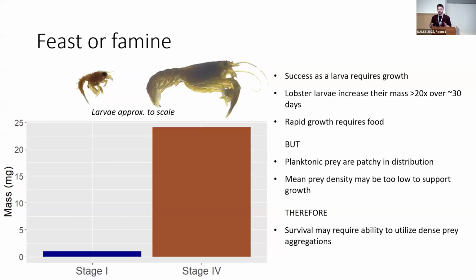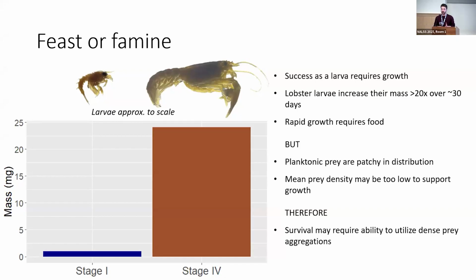So the larval period is punctuated by a need for growth, and growth requires food. A lobster larva from stage 1 to stage 4, over their roughly 30 days of development, increases its mass by almost 20 times, actually a little bit more than 20 times over those 30 days. And that type of rapid growth means you need a large supply of high quality food.